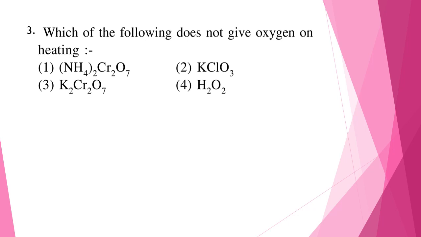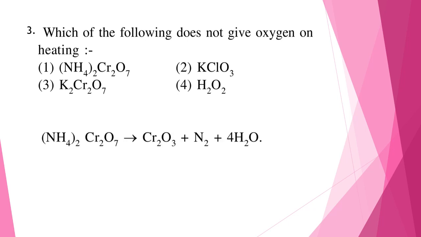Question 3. Which of the following does not give oxygen on heating? So NH4 whole twice Cr2O7, yes. This does not give oxygen on heating. It gives nitrogen on heating. So here the correct answer will be option number 1.